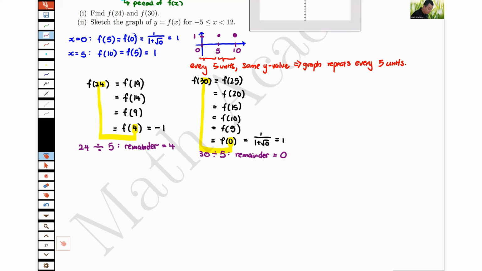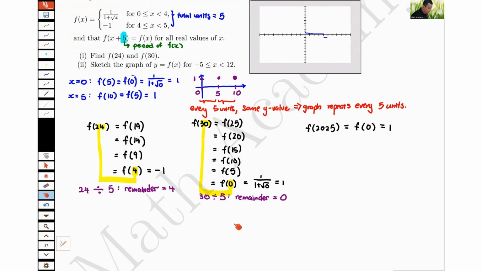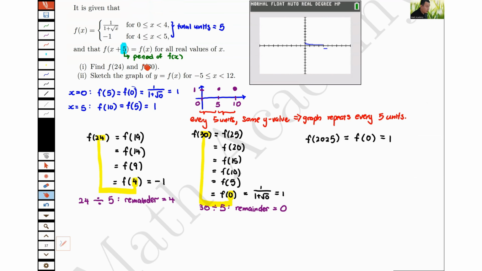How is this useful? It's because sometimes they give you a very large number. I just give you something additional to this. They like to give you the year number, for example. So f(2025). I can immediately just say that this is f(0), because I know that the remainder of 2025 divided by 5 is 0. There's no remainder. So straight away we get f(0) and I can then quote this number is 1. Okay, so that is for the purpose of trying to find these two numbers.